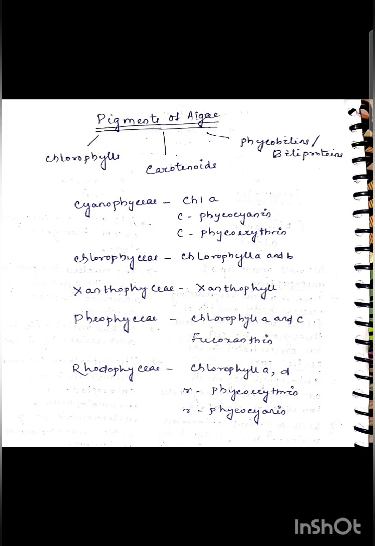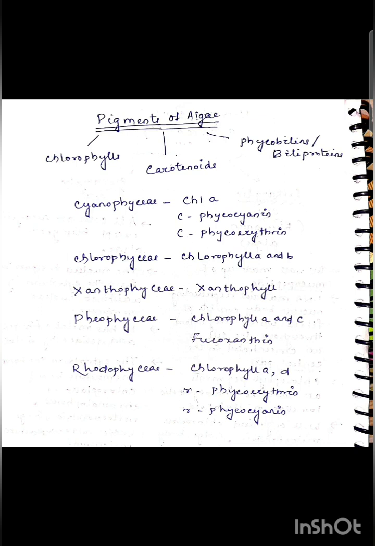Then pigments. Generally algae possess chlorophylls, carotenoids, phycobilins or biliproteins. Cyanophyceae or blue-green algae have chlorophyll a as the chief or main pigment, then C-phycocyanin, C-phycoerythrin. Chlorophyceae mainly have chlorophyll a and b. Xanthophyceae mainly have xanthophyll. Phaeophyceae have chlorophyll a, c and fucoxanthin. Rhodophyceae have chlorophyll a, d, phycoerythrin, R-phycoerythrin and R-phycocyanin. See, observe this.